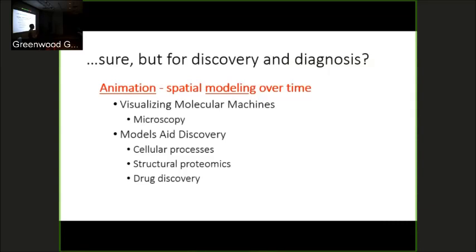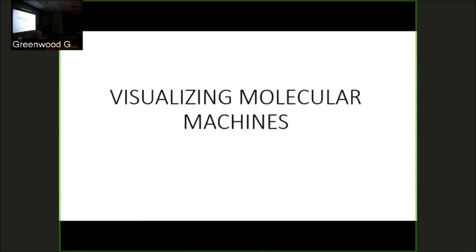First, looking at specific cellular processes, teasing them apart. Second, looking at structural proteomics. And finally, drug discovery. And then at the end, I'm going to bring it all back home and talk about how it affects what we do here. So there are two real core principles that are important for visualizing molecular machines. The first is seeing things that are small, and the second is knowing what you're looking at.